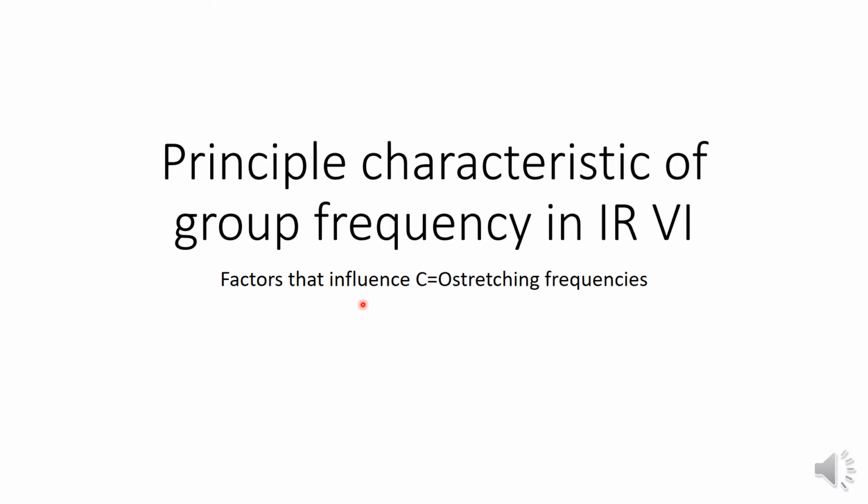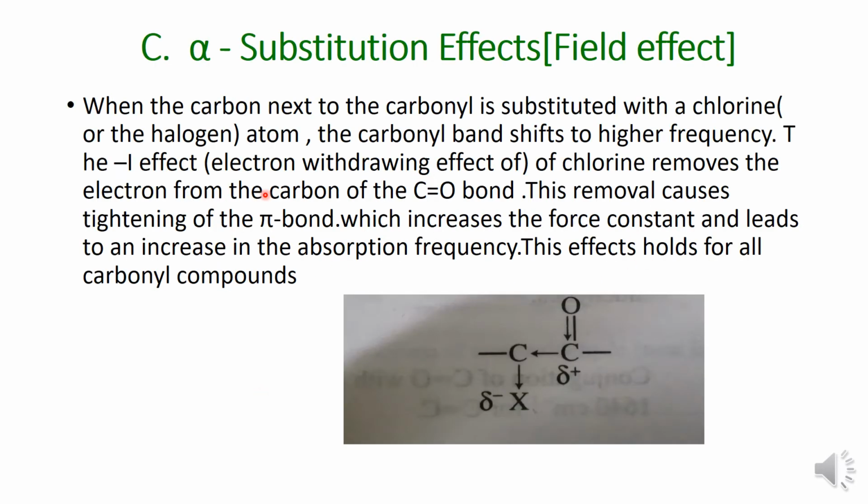Today we have to discuss the factors that influence carbonyl stretching frequencies. We have discussed the conjugation effect and the ring size effect. Today, the alpha substitution effect and hydrogen bonding are part of this session. The first one is the alpha substitution effect, which is also called the field effect.